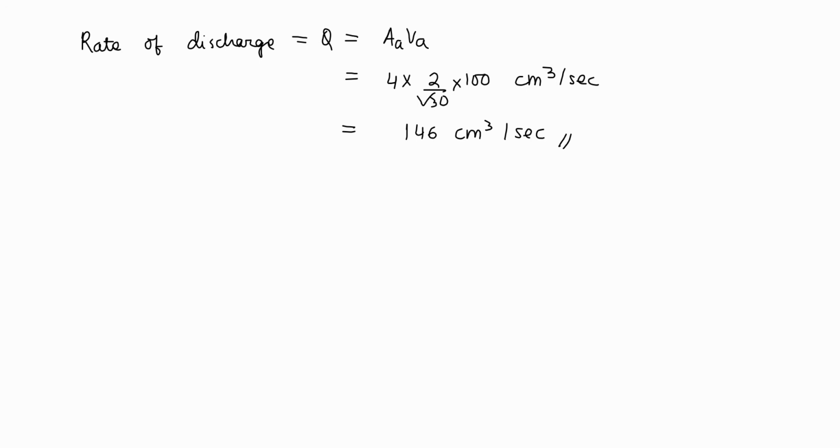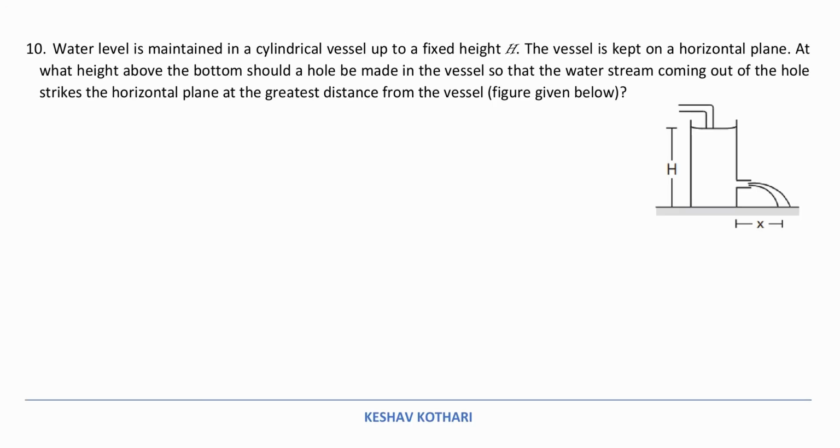Let us deal with the last problem in this particular segment. Water level is maintained in a cylindrical vessel up to a fixed height h, which is capital H over here. The vessel is kept on a horizontal plane. At what height above the bottom should a hole be made in the vessel so that the water stream coming out of the hole strikes the horizontal plane at the greatest distance from the vessel?